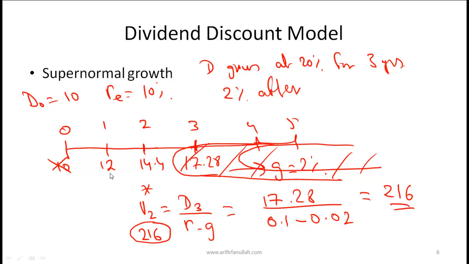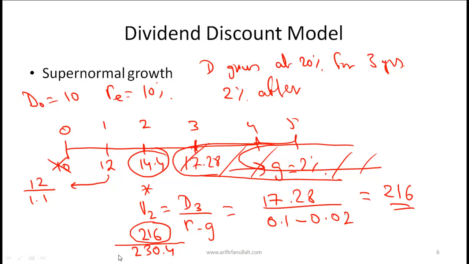So we have a cash flow of 12, which is being received after 1 year. So we have to calculate the present value of that, which is 12 divided by 1.1. And then at the end of year 2, we have two values, 14.4 and 216. So the total number that we have at the end of year 2 is the sum of these two numbers, which is 230.4.